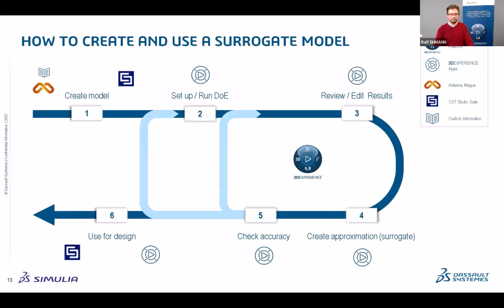So next is the whole workflow of how to create a surrogate model. There are 6 steps, which I'll go through separately. It's to create a model, in this case, just your simulation model, then how to set up and run your design of experiments. Next, you have to review and edit your results. The fourth step is to create an approximation, which will be used as your surrogate model. You need to check the accuracy of your approximation. And after that step, you might have to go back to step 2 or 3, or maybe both. And lastly, how to use your surrogate model.